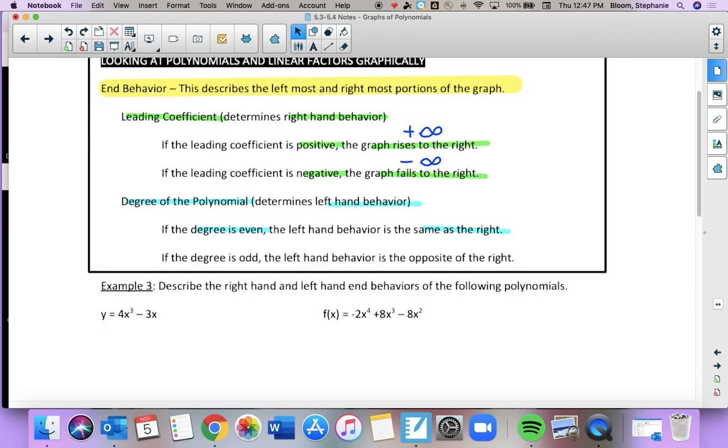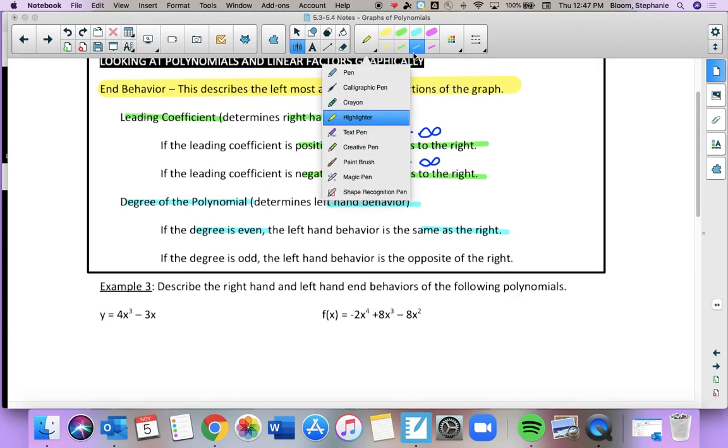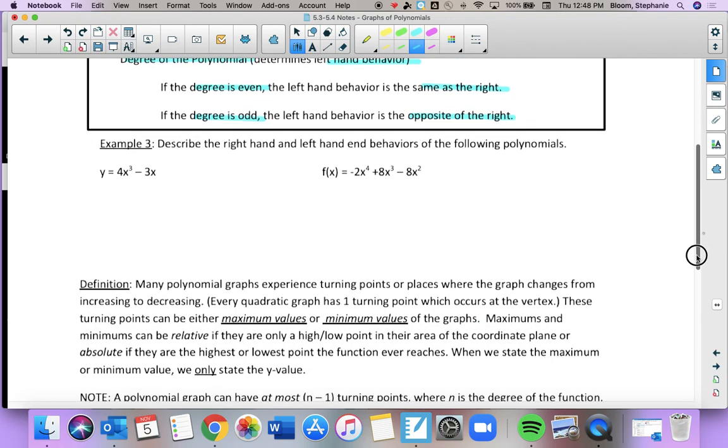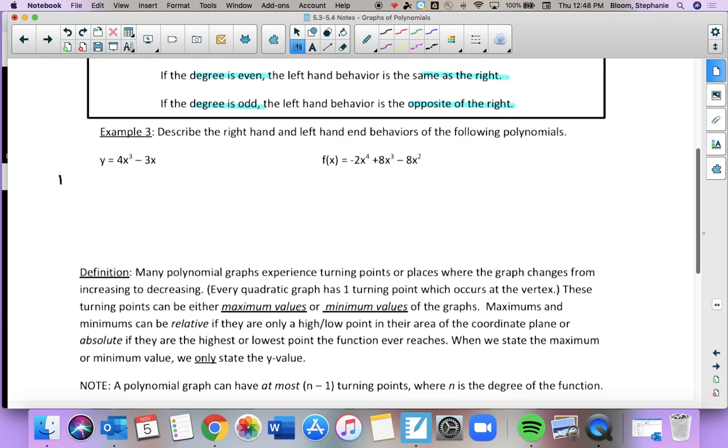There it is. Okay. And if it is odd, it's going to do the opposite of the right-hand side. Like that first picture, where one side went up and rose to the positive and one side went down into the negative. Okay, so here's what we're going to do in this example. I'm just going to give you the polynomial, and I want you to describe for me the end behavior of this polynomial. So we're going to write it like this. You can just say, tell me what the right-hand side is doing, and tell me what the left-hand side is doing.